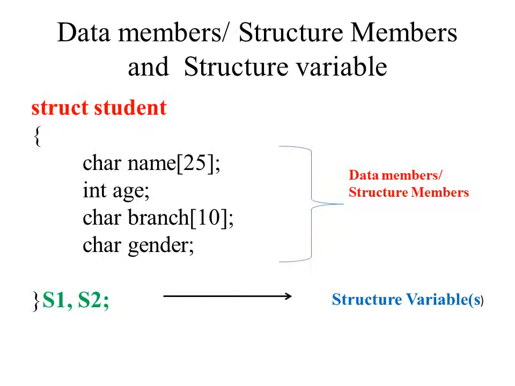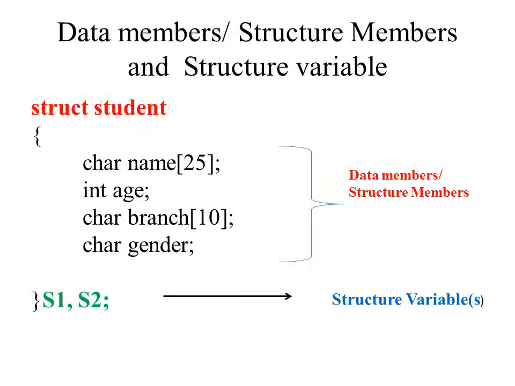These are nothing but the different variables that make the group for the structure. So these are name, age, branch, gender. These are called members. It is called data members or the structure members. And after the completion of the structure that is declared, it is called a structure variable. So please remember, there are two different concepts: data members, also called structure members, and variables.